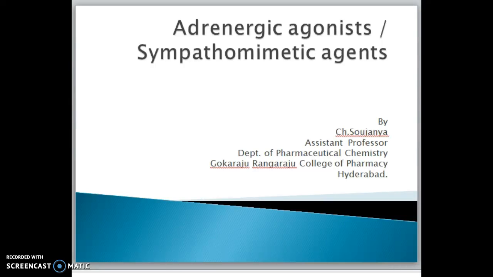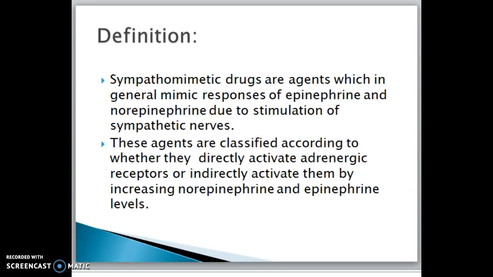Good morning, everyone. I'm going to now discuss in detail adrenergic agonists or sympathomimetic agents. These are also called sympathomimetic agents because they act on the sympathetic nervous system, which is normally stimulated by the biological catecholamines, that is epinephrine or adrenaline and norepinephrine or noradrenaline. So we have some drugs which act directly on the sympathetic nervous system by activating the adrenergic receptors, so-called alpha and beta adrenergic receptors.